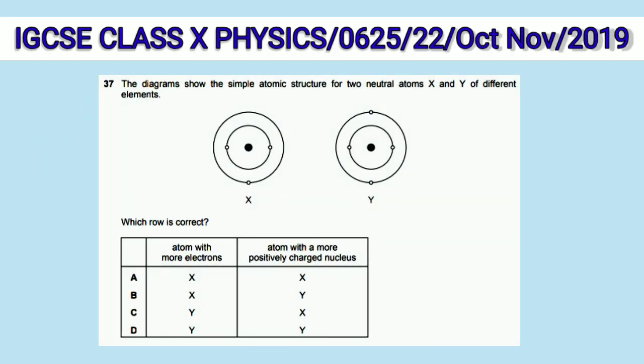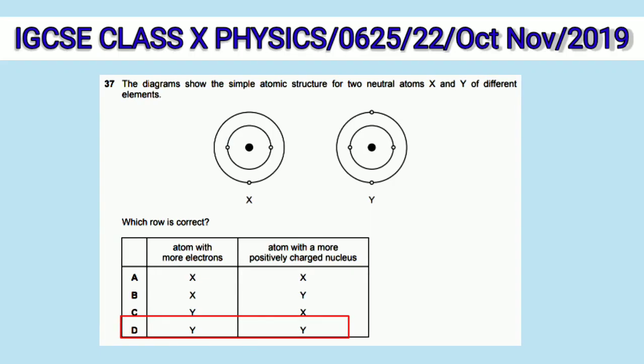Question 37. The diagram shows simple atomic structure for two neutral atoms X and Y of different elements. Which row is correct? We have to identify the atom with more electrons, and the atom with more positively charged nucleus. Atom X has 3 electrons, so the nucleus will have 3 protons. Atom Y has 4 electrons, so the number of protons in the nucleus will also be 4. So atom Y has more electrons and more positively charged nucleus. Correct answer is option D.